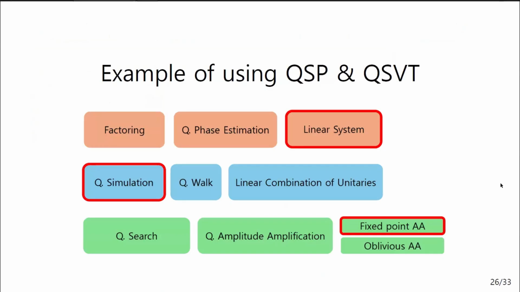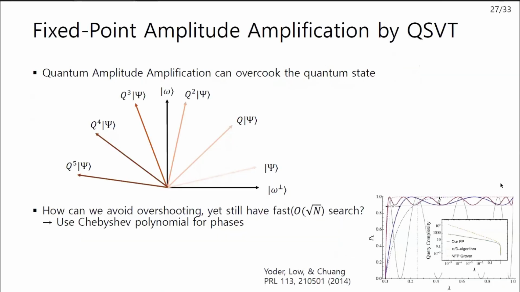Okay, let's look at the example of using QSP and QSVT. I will explain the examples of linear systems developed by HHL, quantum simulation, and fixed point amplitude amplification. So first, how can we explain fixed point amplitude amplification by using the QSVT formalism?